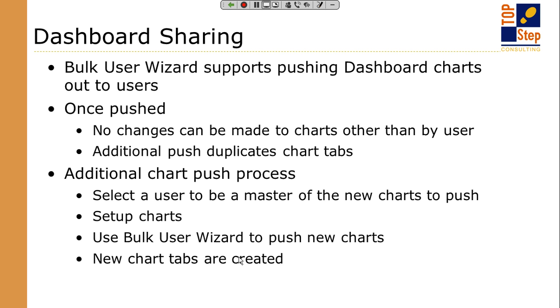So pick one person to be the master and set only that chart up. Single tab, single chart, or multiple charts on that one tab. Just create one new tab and put those charts on it. When you have the charts the way you want, you can use the bulk user wizard, and what will happen is it'll push that one single tab and create just one more tab for everyone else. So it's a way to sort of control the setup so you can build on everyone's charts.